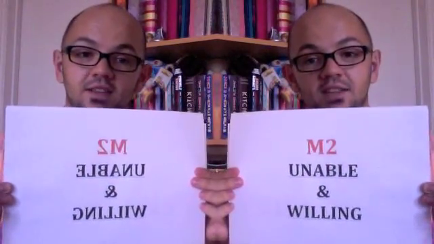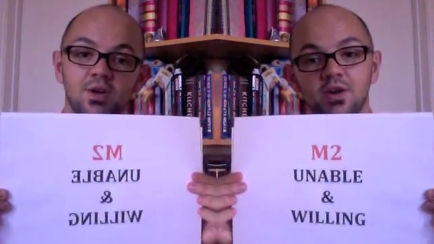M2 is where the employee is unable to complete their task. However, they are willing to complete their task. This means that they have low job maturity, but high psychological maturity.